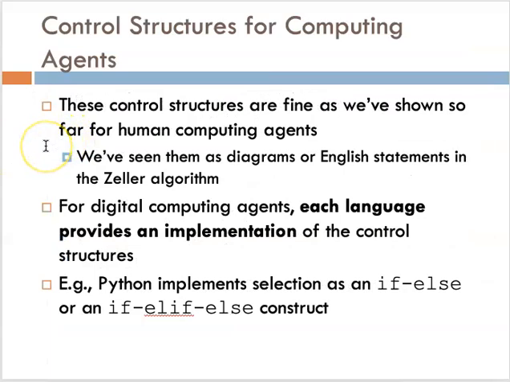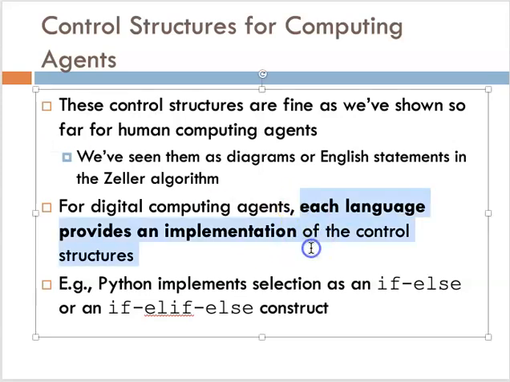And so let's delve back into exactly what these control structures would be for computing agents. Some of the examples that we're talking about are mainly in the context of human computing agents. And remember when we looked at the Reverend Zeller algorithm, we did the same kind of thing when we were computing the day of the week. So for digital computing agents, these digital machines that we utilize nowadays, each language provides some implementation of those three fundamental control structures: sequence, selection, and iteration.